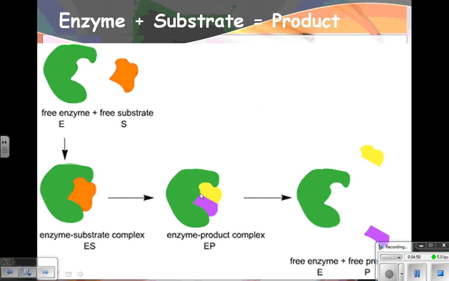Sometimes it goes the other way, but right now we're breaking bonds. And now you have these two different things that are going to be released. These are the products. So these are two products. And here's the enzyme all ready to go back and do it all again. Or maybe I should draw it down like this. So it's going to keep going and working again and again and again. So enzymes keep on working.